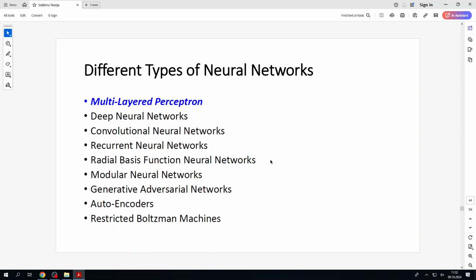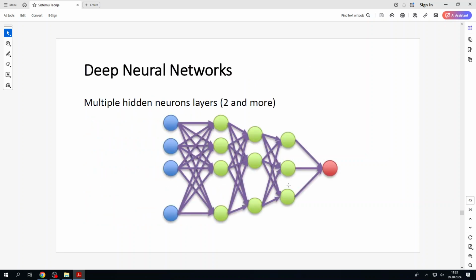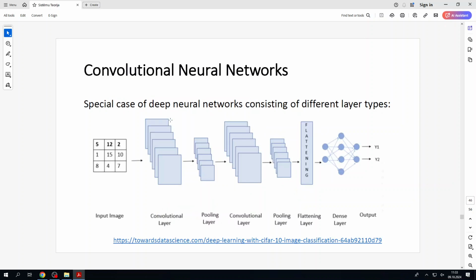Another type of neural network is called convolutional neural networks, which is focused on image processing, then recurrent neural networks, radial basis function neural networks, modular neural networks, generative autoencoders, restricted Boltzmann machines, and so on. So let's go through some of them quite fast to understand the basic idea of how they work. In a deep neural network, basically if it has more than one hidden layer, we can already say that this can be considered a deep neural network.